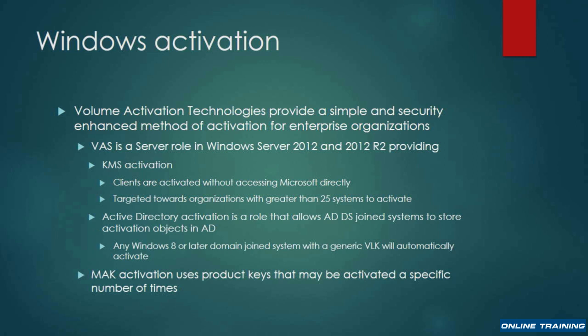So the domain-joined system would be installed using a generic volume license key that's the same for that particular media and anybody using it, but then it would communicate and automatically activate as soon as it was joined to the domain. The third type is MAK, which stands for Multiple Activation Key. And that type of activation uses product keys that may be activated a specific number of times.